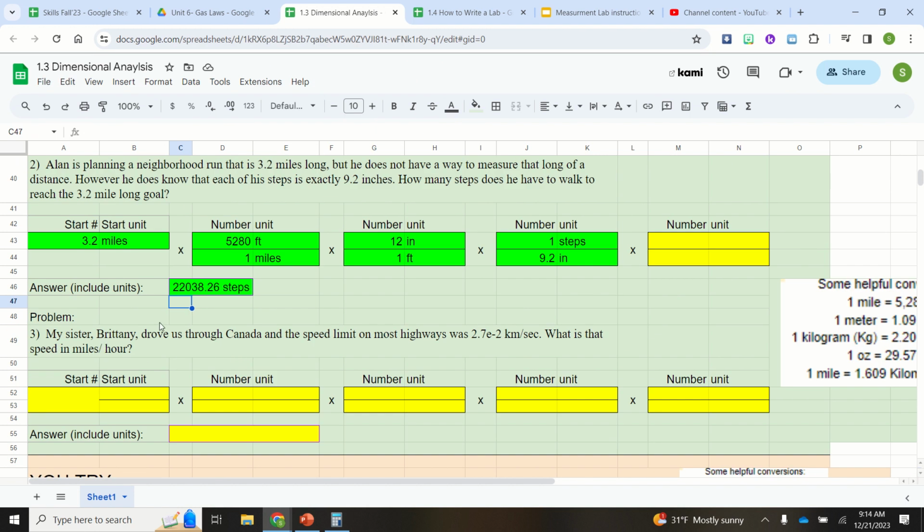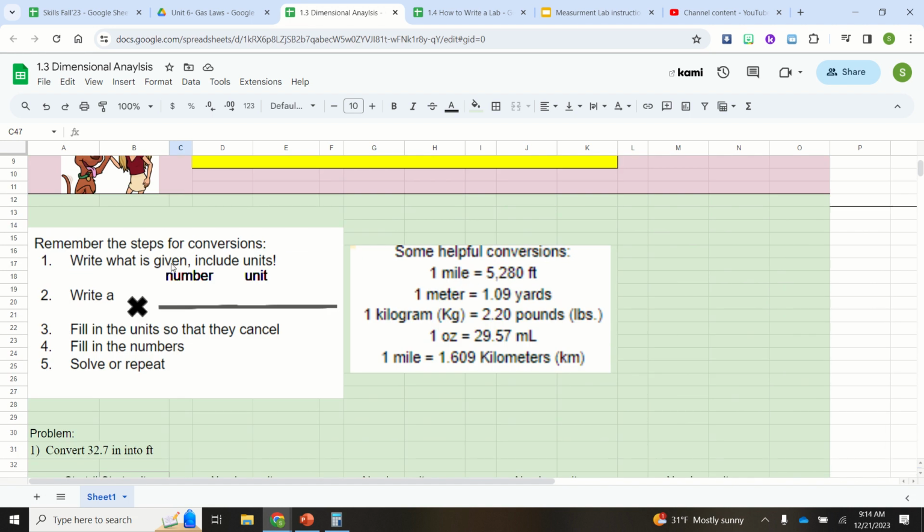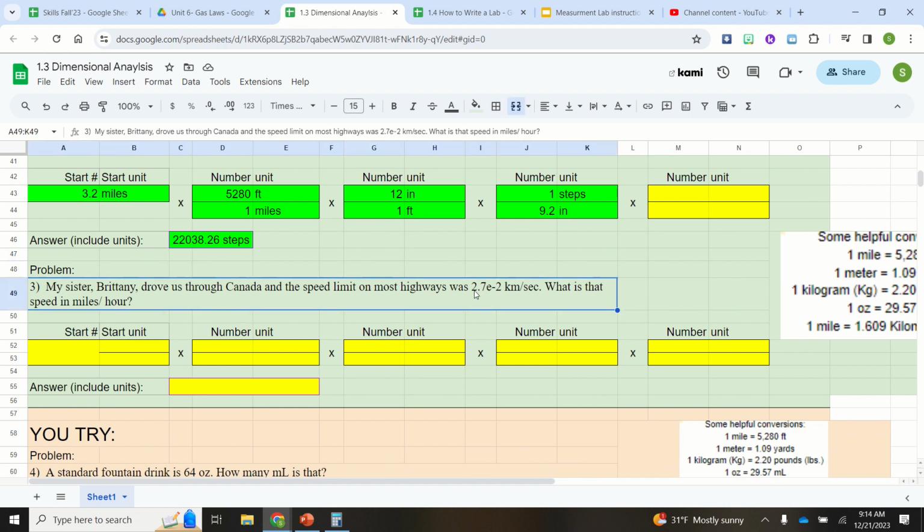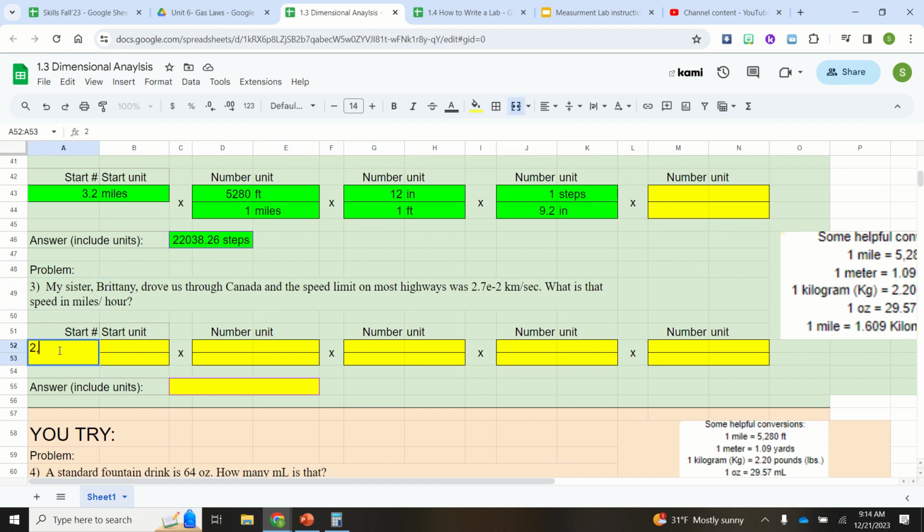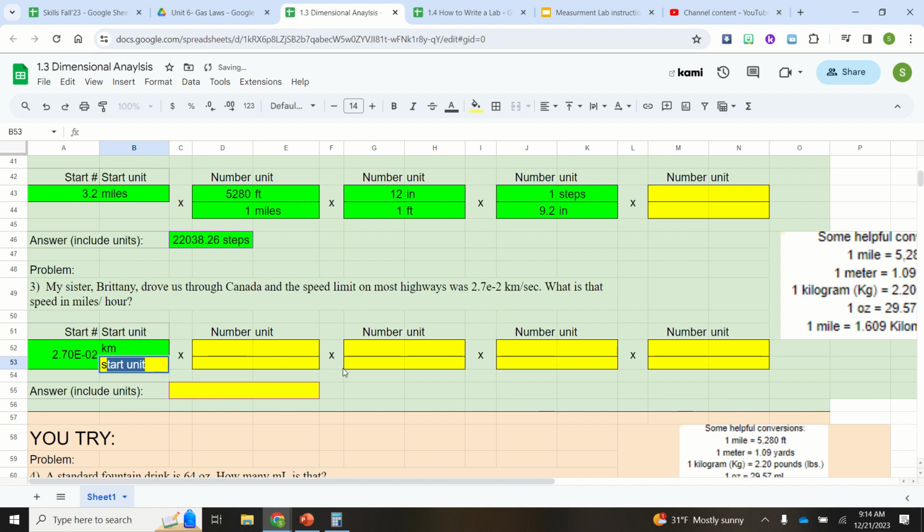All right, Sister Brittany's driving us through Canada. Speed limit on most highways was 2.7 e to the negative 2 kilometers per second. What is the speed in miles per hour? All right, so again, step 1, write what's given, including units. So here's our number, 2.7. Make sure you write the whole thing, e negative 2. Our unit, we have kilometers per second, right? So that means kilometers on the top and seconds on the bottom.